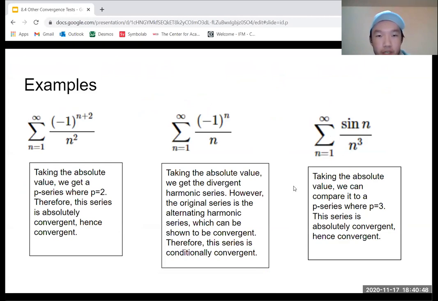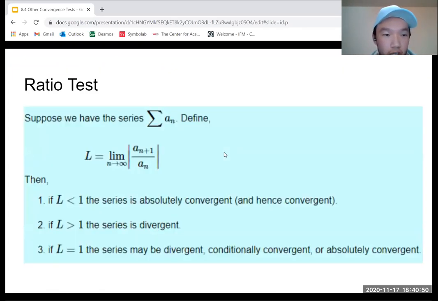Okay, so what is the next test called? So the next test is called the ratio test. Okay, why is it called the ratio test? That's a very good question. I'm glad you asked. So let's read it first.